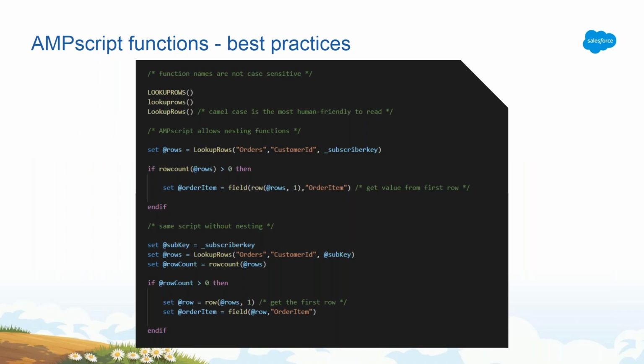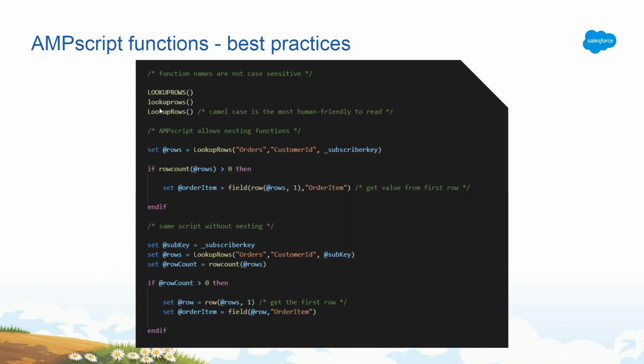So now a few words about best practices for using AMPscript functions. Just as variable names, function names in AMPscript are not case sensitive. So for Marketing Cloud, it doesn't matter if you write the function name with all caps or lowercase, or if you use any other variation. Again, camel case is the most human-friendly and as Jenna said, accessible to read.